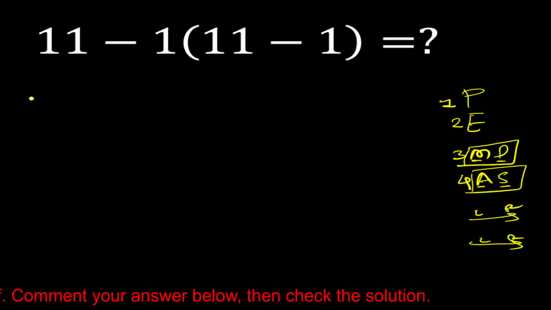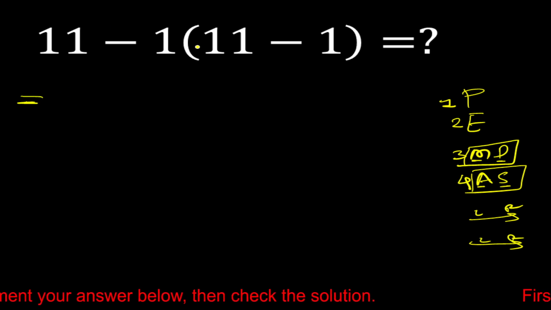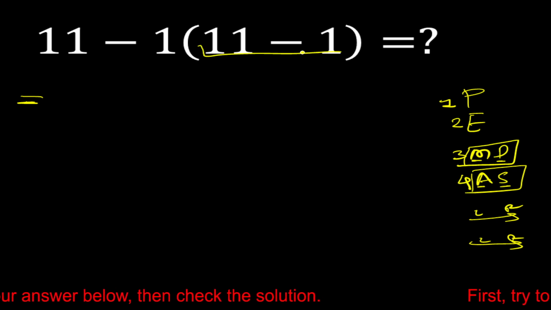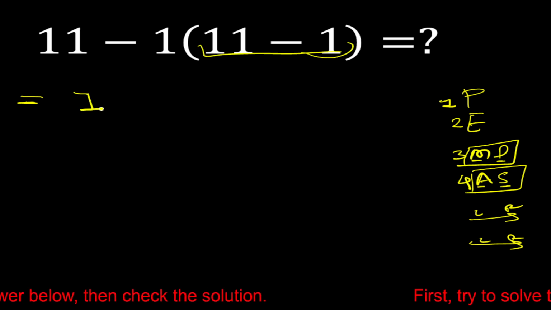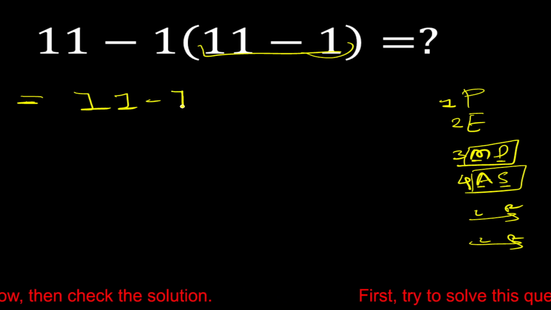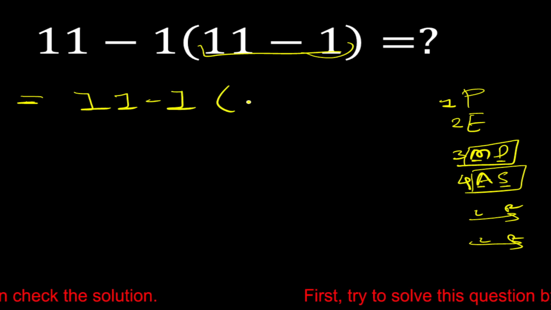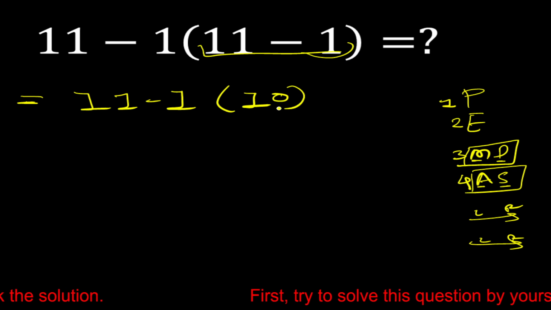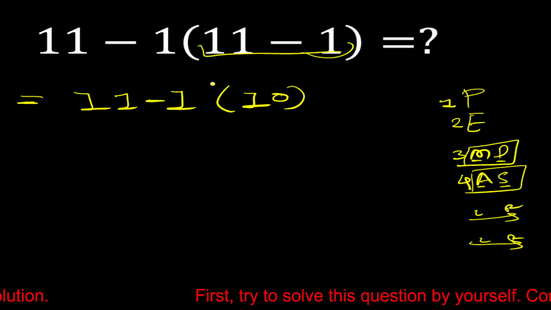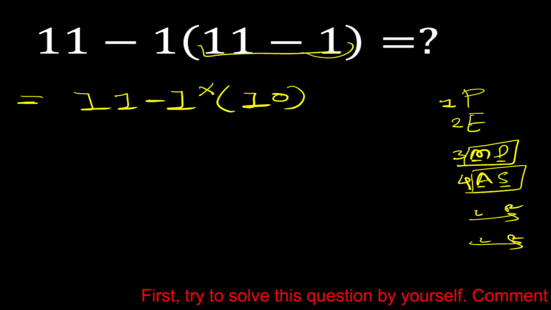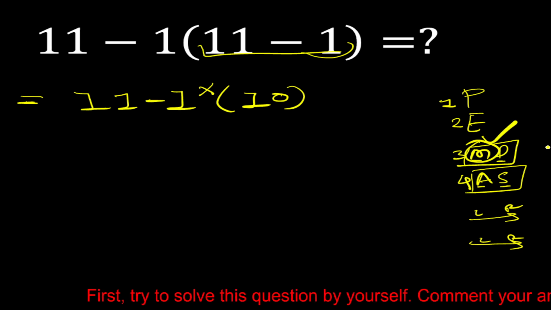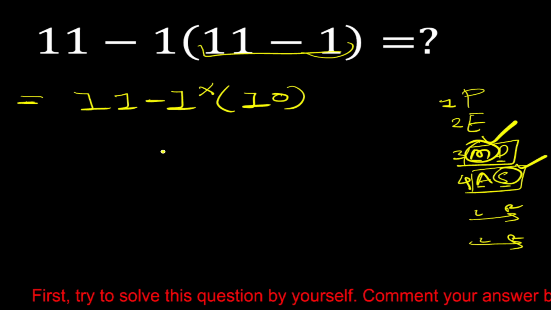Okay. So first priority is this parenthesis. So 11 minus 1. Now solve this parenthesis. 11 minus 1 is equal to 10. Okay. Now here is subtraction and here is multiplication. So according to the PEMDAS rule, multiplication comes first. Okay. Then we have to solve subtraction.